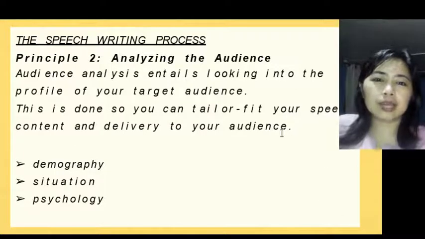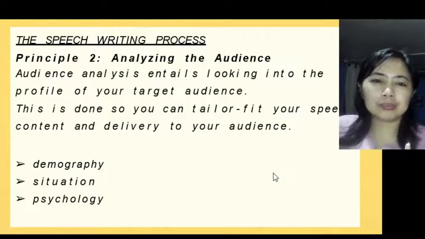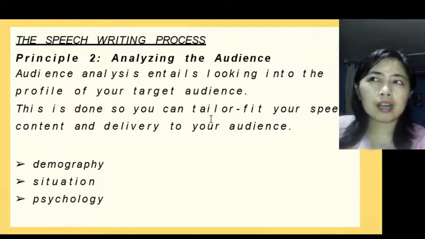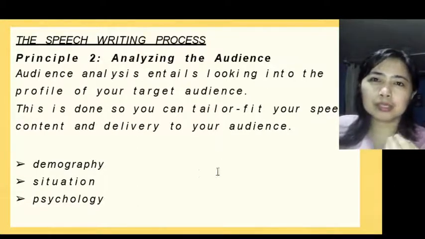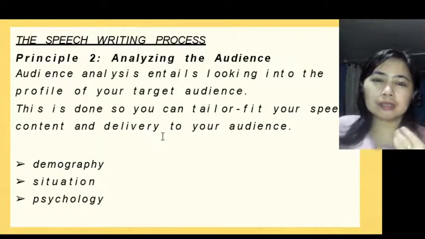So for these three, we have, for demography, mostly it talks about the age of the audience. That's why these are grade 11 students, so they are 16 to 17 years old. You also have to ask how many male, how many female, so you don't have to be gender biased in providing information. So you won't have an embarrassing moment from your audience. So that's for demography. It talks about the affiliations, the social function of your audience.